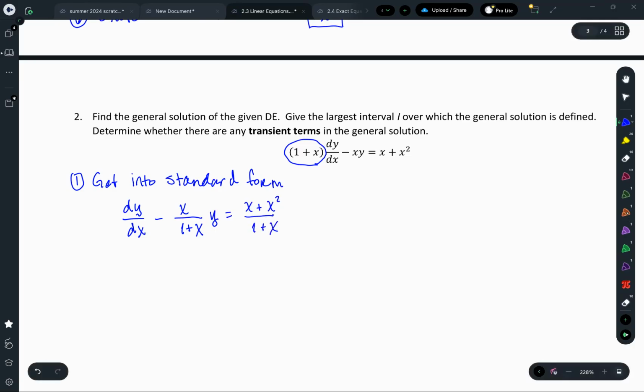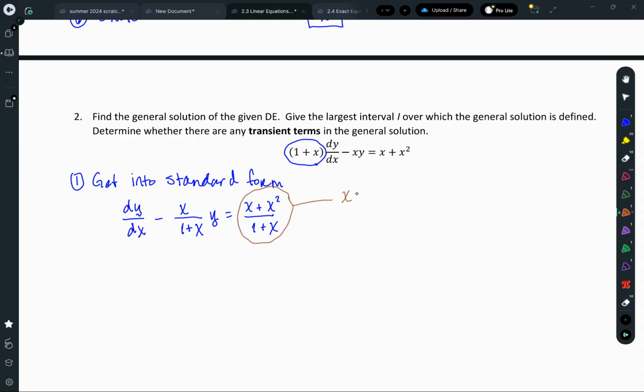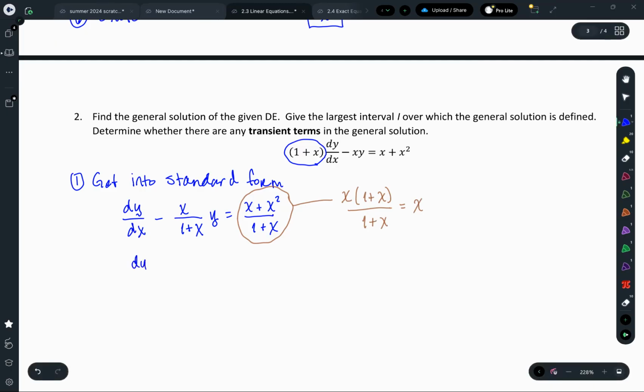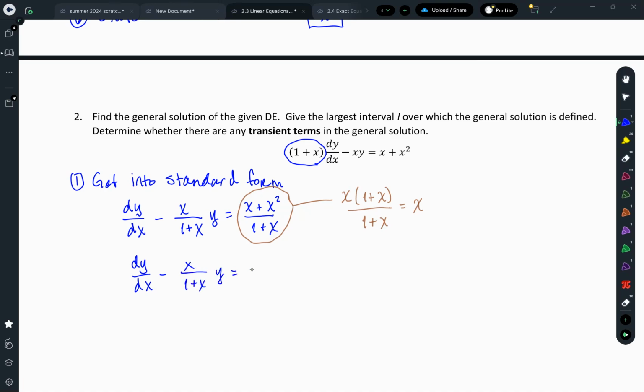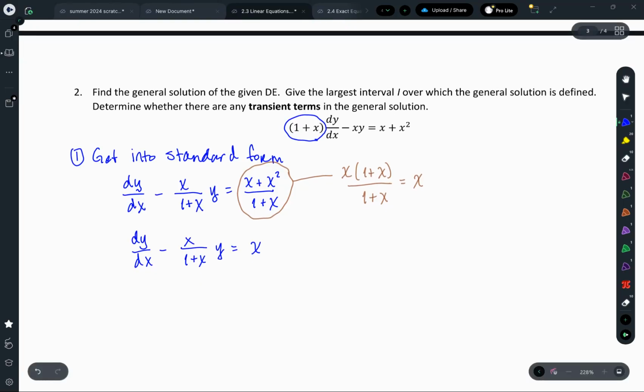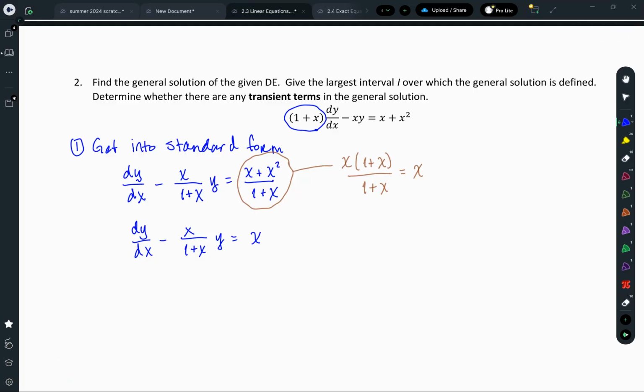I need to notice that this term on the right becomes, if I factor an x out of the top, x times 1 plus x over 1 plus x. So the whole thing simplifies to just be an x. So I'll rewrite one more time. dy dx minus x over 1 plus x y is equal to x. Okay, now I need to integrate this.